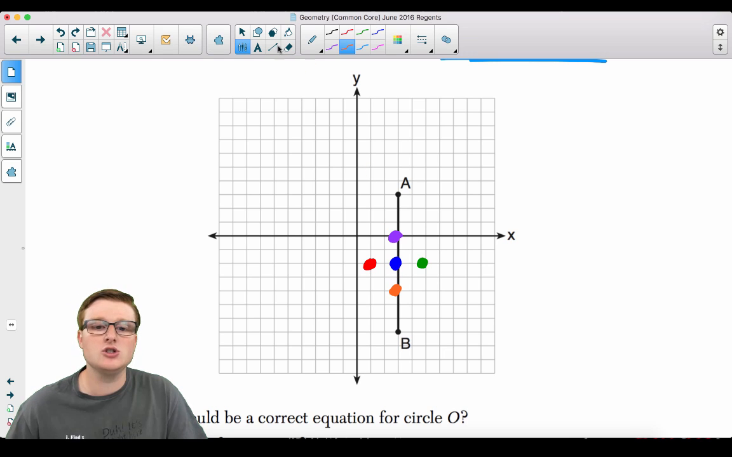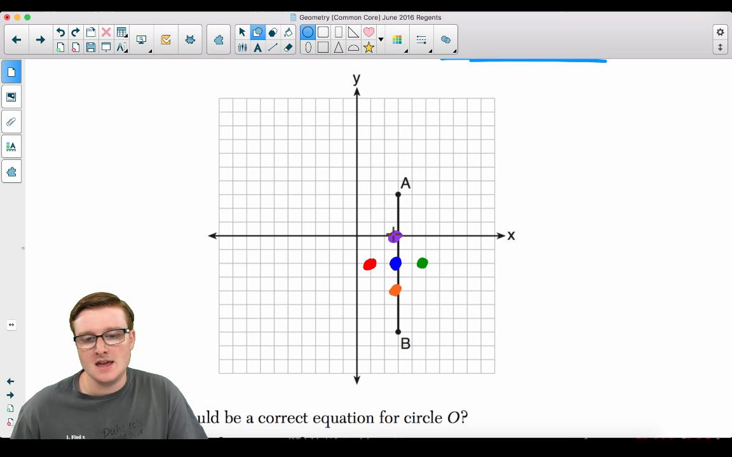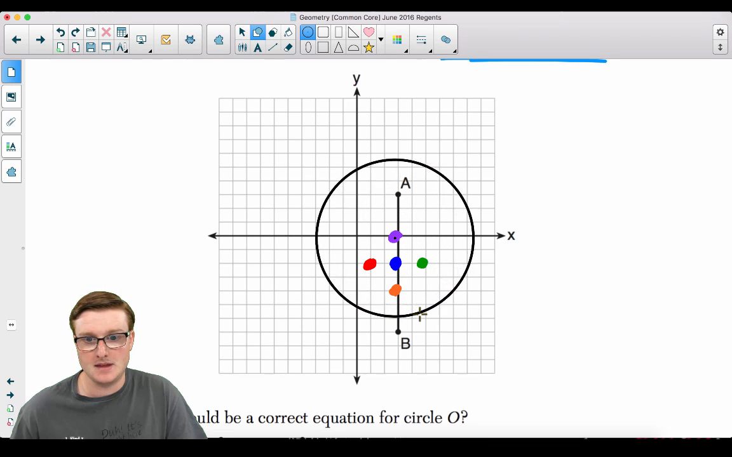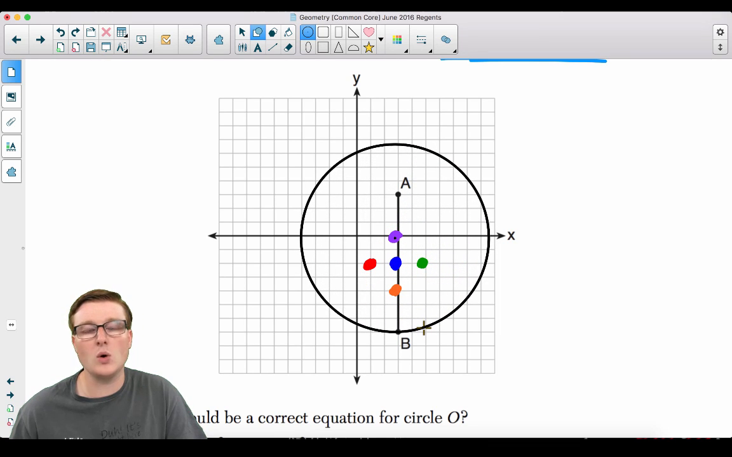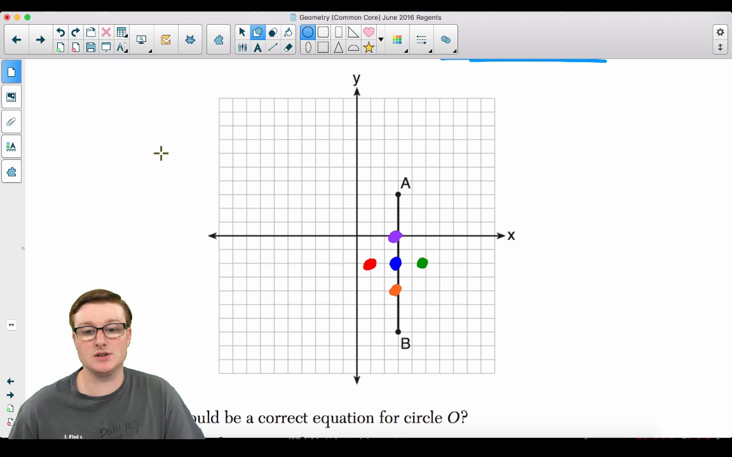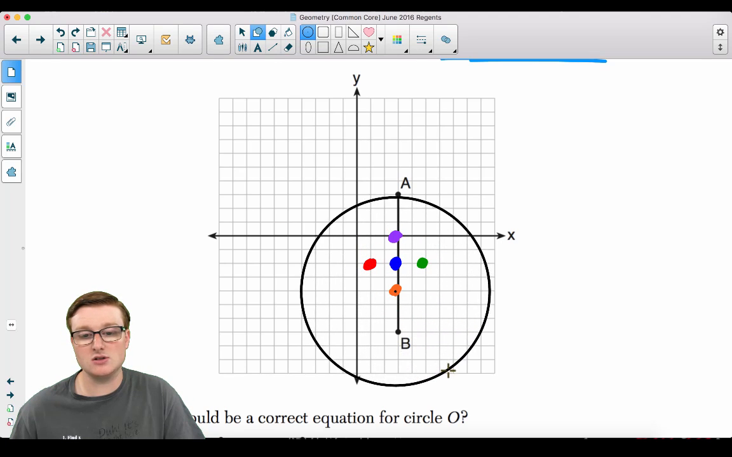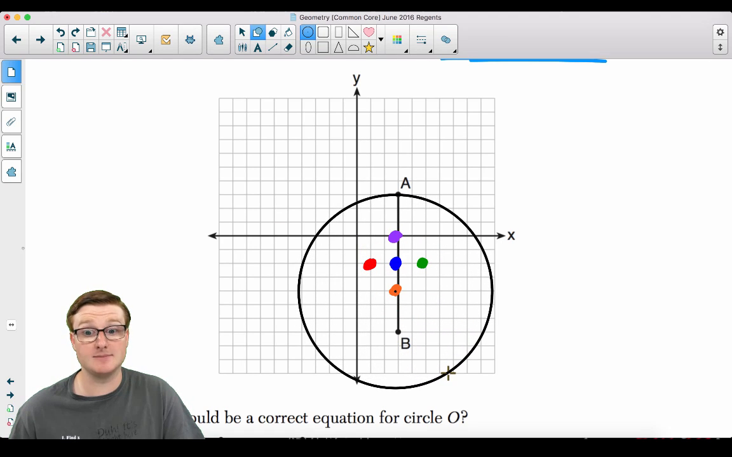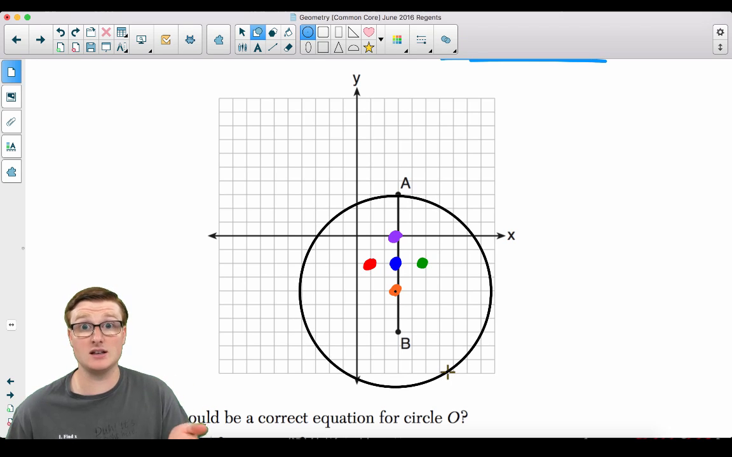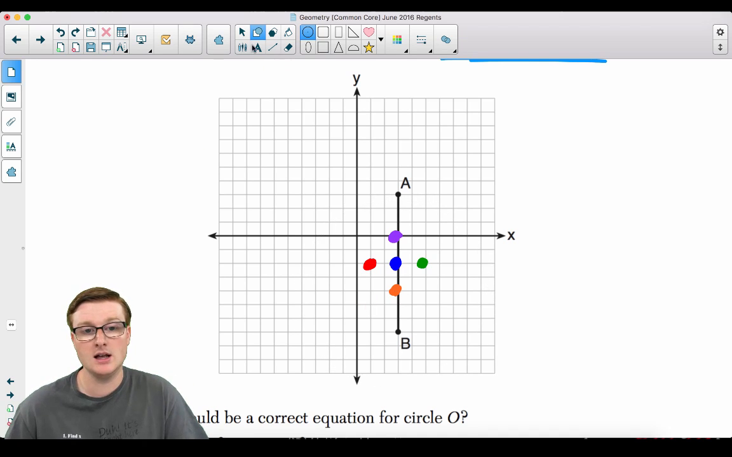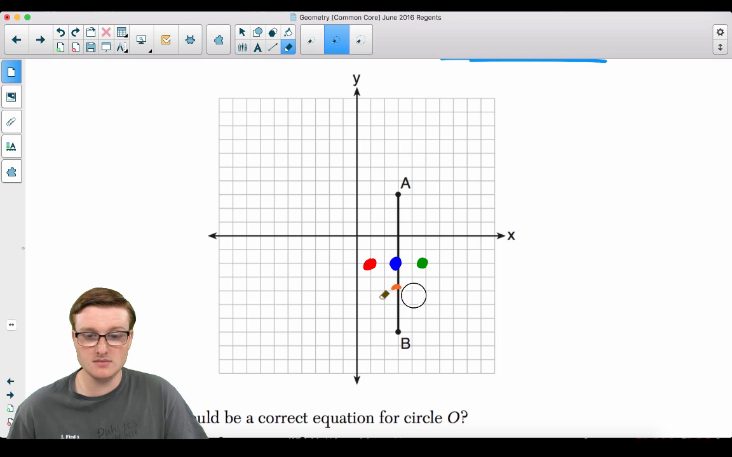AB is a chord. So let me just show you real quick. If you were to draw a circle on the purple dot, it has to touch points A and B. The purple dot fails to do that. So therefore, the purple dot is not the center of the circle. The same goes for the orange dot, because, again, B isn't touching the circle. So the purple dot and the orange dot are not centers of the circle.